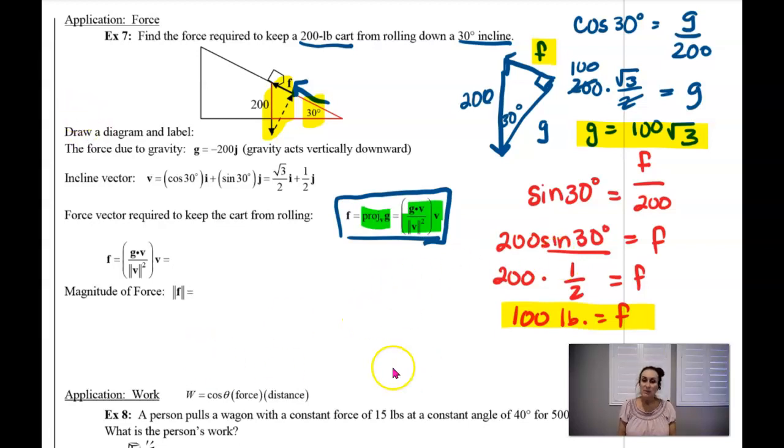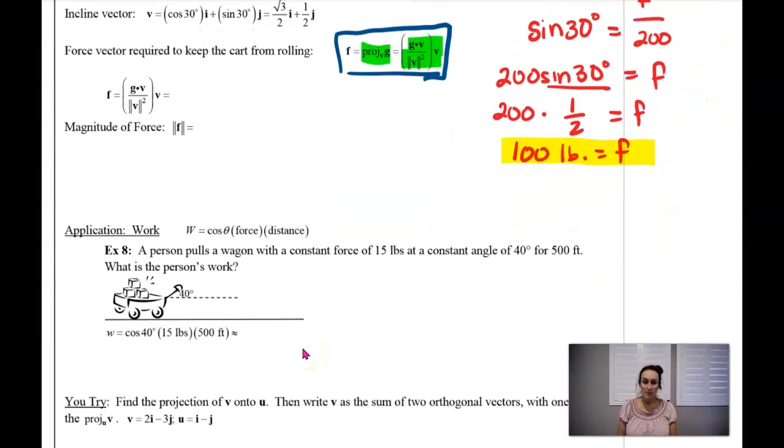Okay, last problem is a work problem. So we are going to look at work. We have a person who pulls a wagon with a constant force of 15 pounds at a constant angle of 40 degrees, and they pull it for 500 feet. So what is the person's work?